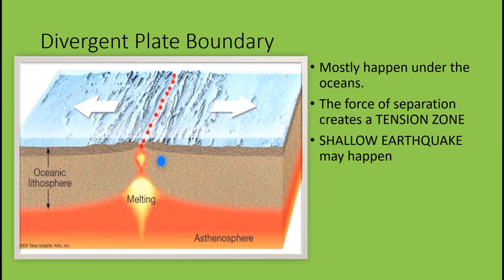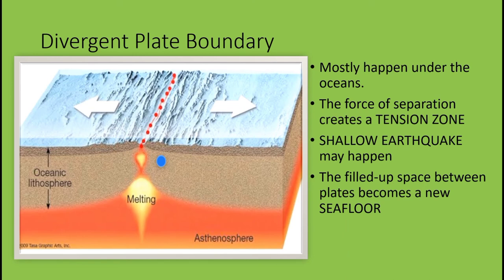As the plates move away, the gap between them increases. While this happens, materials from the mantle may rise, filling up space. These materials pile up near the tension zone, forming a mountain-like structure called oceanic ridges. The filled-up space between plates becomes a new seafloor. The process is known as seafloor spreading.